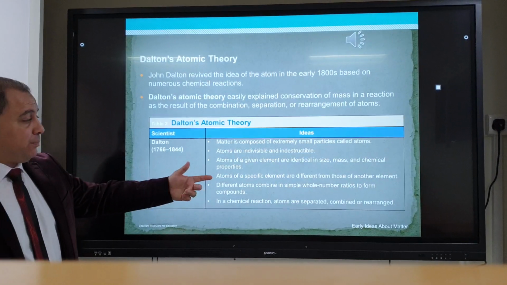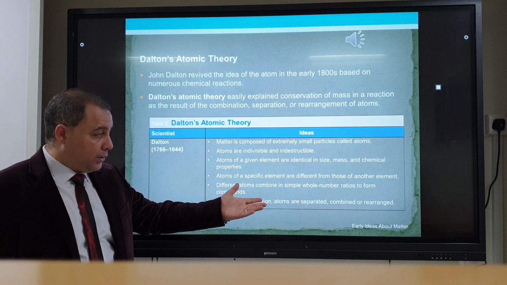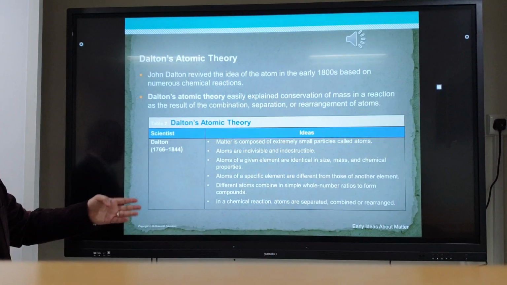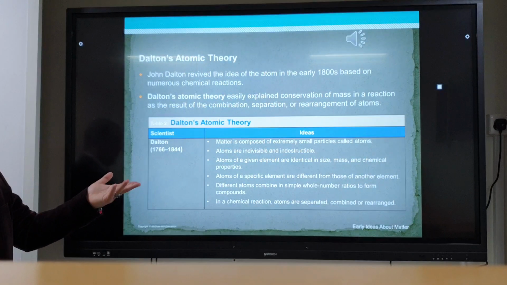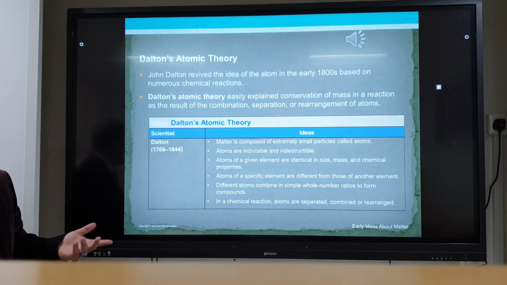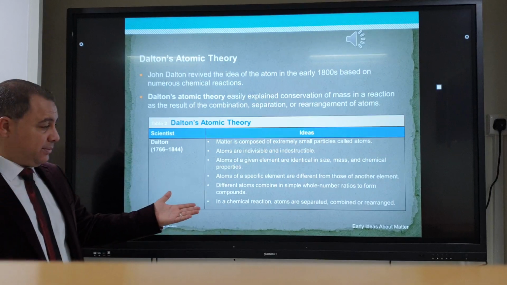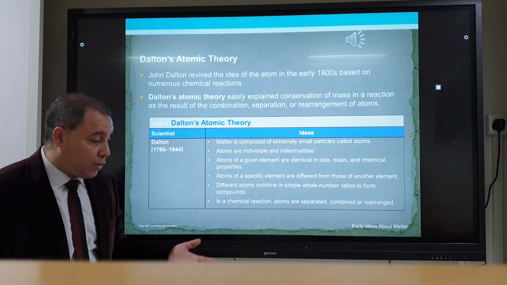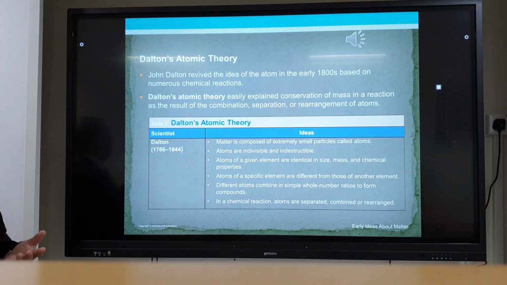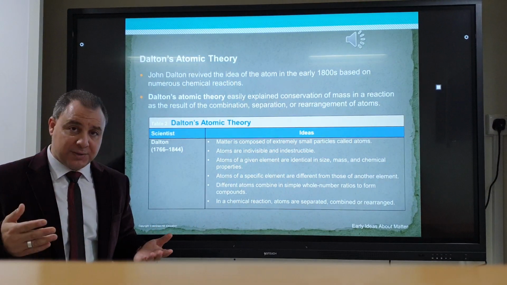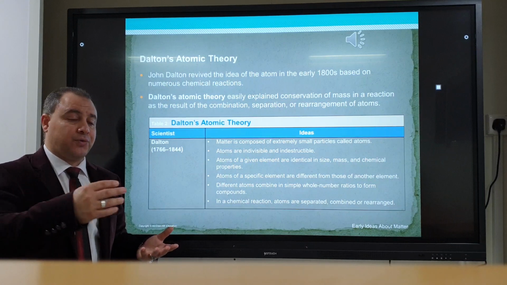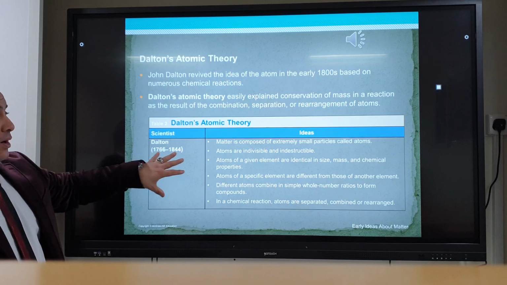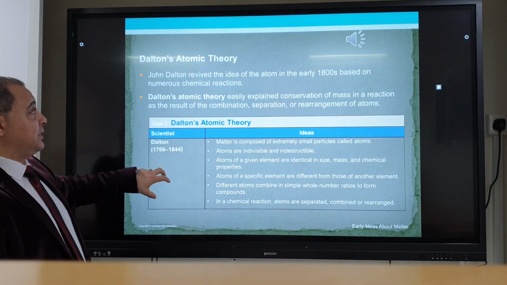Different atoms combine in simple whole number ratios to form compounds. In a chemical reaction, atoms are separated, combined, or rearranged, and there is a new arrangement between the atoms to form different compounds. So, these are the ideas of Dalton's theory.